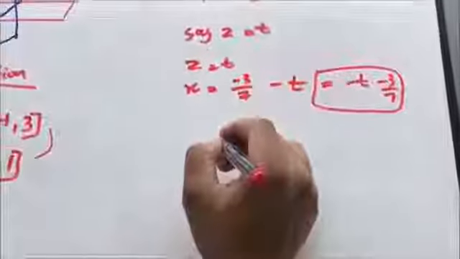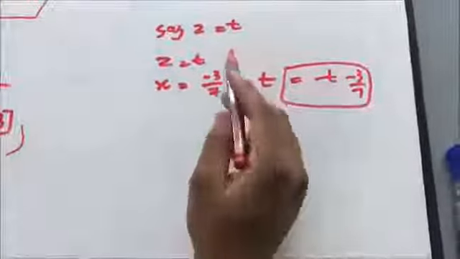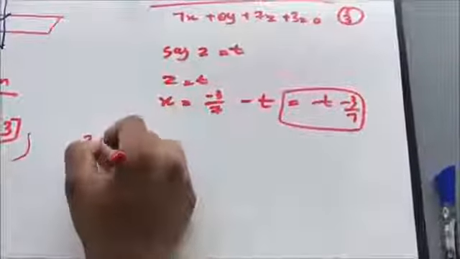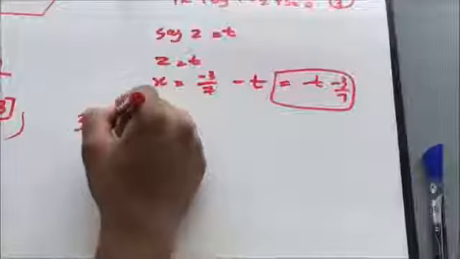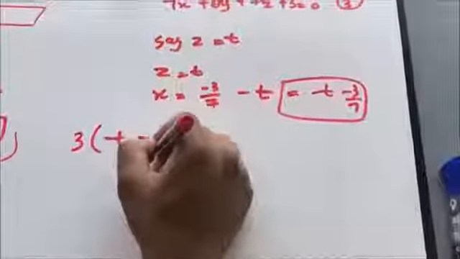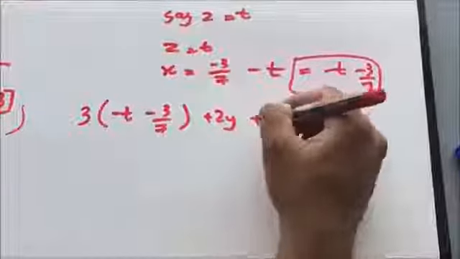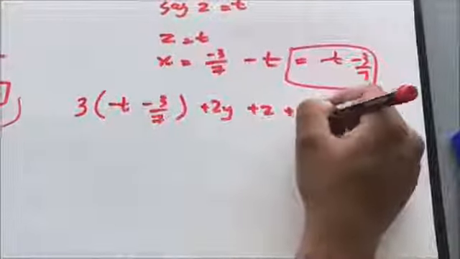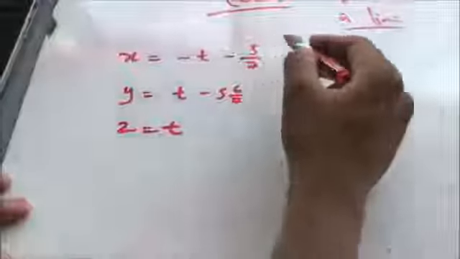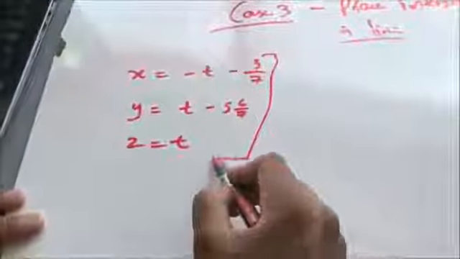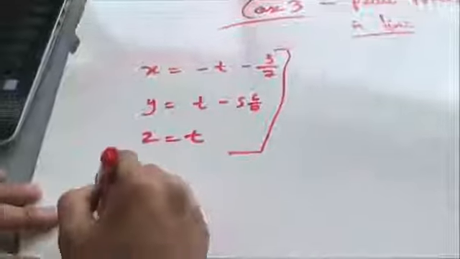So now we just basically sub these values back into our second equation. We know x is this, so 3 times -t minus 3 over 7 plus 2y plus z plus 13 equals 0. So this is the parameter equation of the line of intersection. Let's just write this in vector equation form.